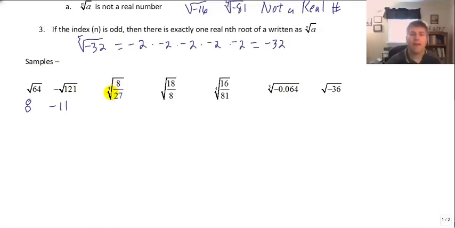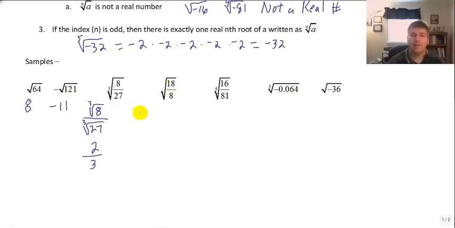The cube root of 8/27ths, well, that can be rewritten as the cube root of 8 over the cube root of 27. So that's something to keep in mind. We can break down our roots like that, and the cube root of 8 is 2, and the cube root of 27 is 3.